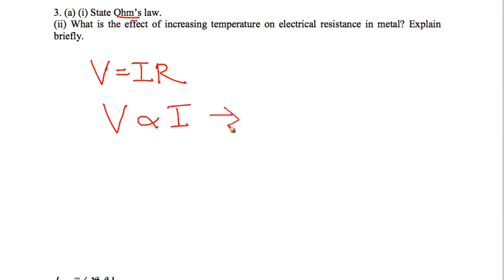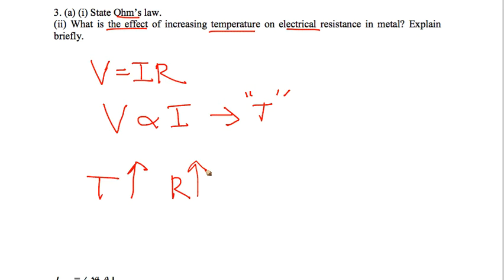and it must have a constant temperature, right? Or the V is proportional to the I when the T, or temperature, is constant. And number 2, what is the effect of increasing temperature on electrical resistance? So when the temperature T increases, the resistance in the metal also increases.